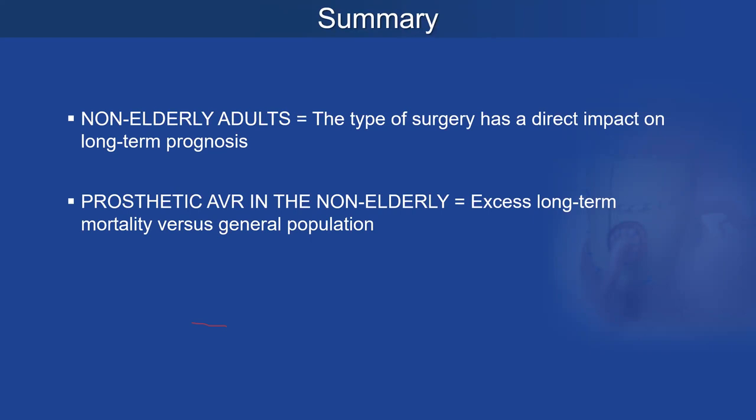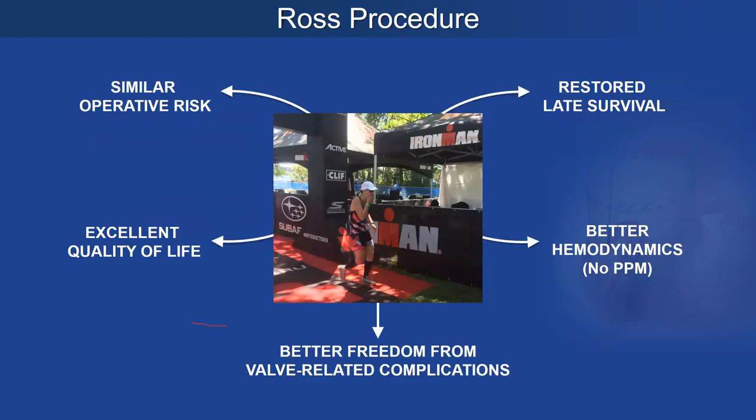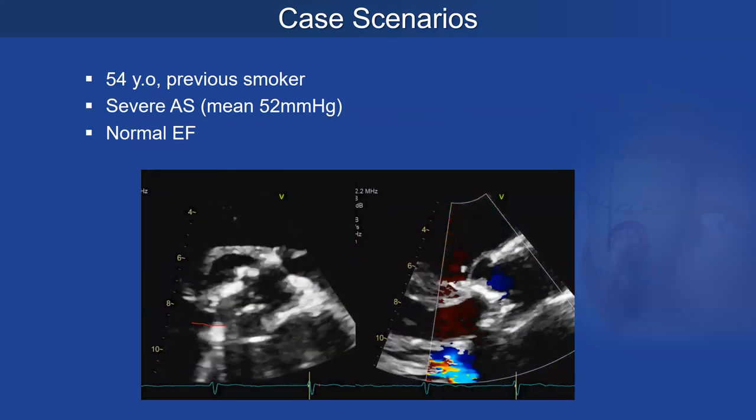Prosthetic AVR in these patients is associated with excess long-term mortality versus the general population. A living aortic valve substitute, and that applies to aortic valve repair, but in our particular case, to aortic valve replacement with a pulmonary autograft, provides unique biologic and hemodynamic features which we cannot replicate with prosthetic valves, which translate into similar operative risk in dedicated high volume centers, excellent quality of life, better freedom from valve-related complications. I didn't go into endocarditis, thromboembolism, bleeding, and so on, but there's plenty of data out there. Certainly better hemodynamics with no mismatch, both at rest and with exercise, and most importantly, restored long-term survival.